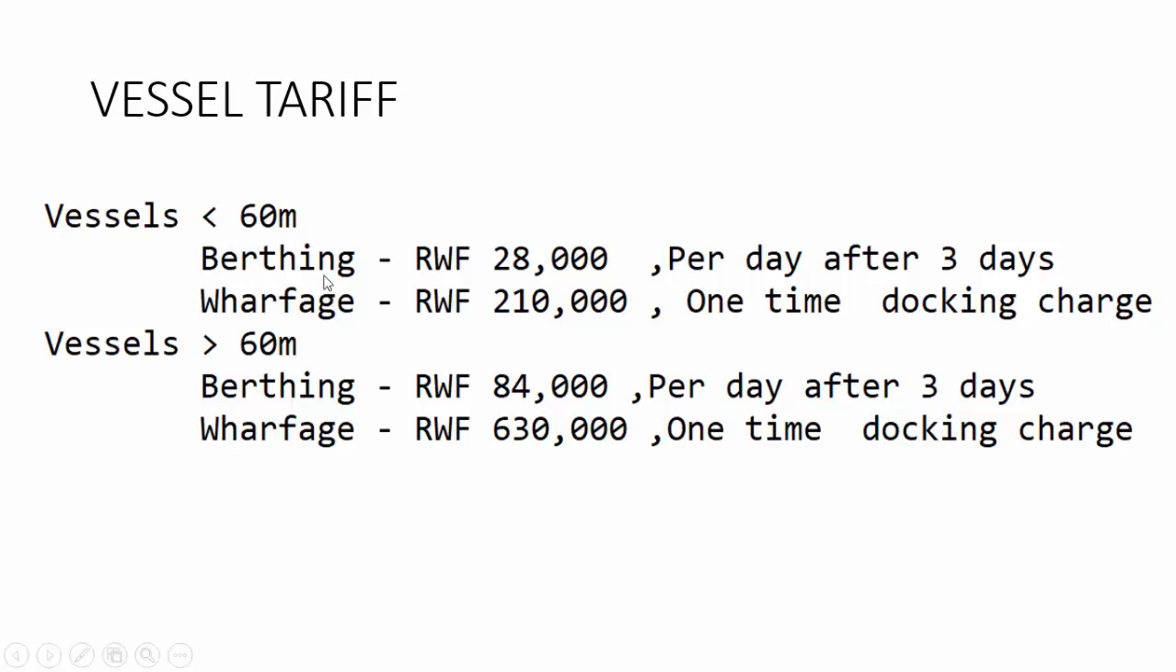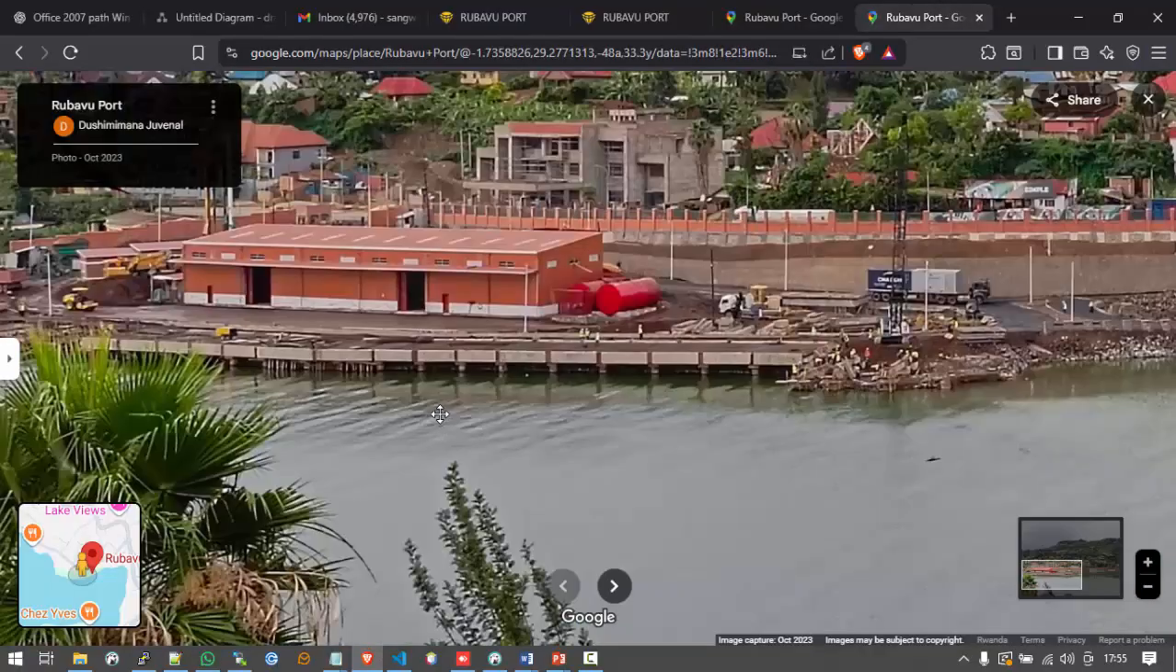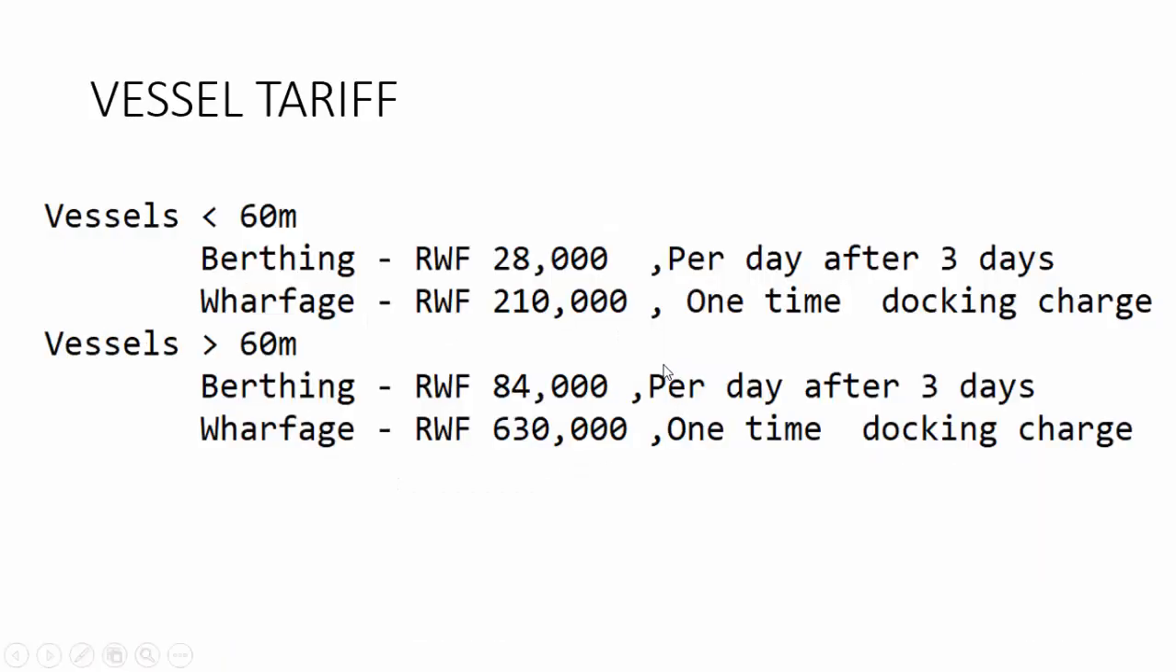Because we have limited space at the port, there must be a certain measure to make sure that the port is well aligned. Because we have limited space, we have to make sure that the longer vessels pay more.